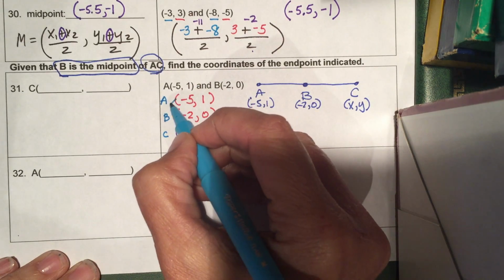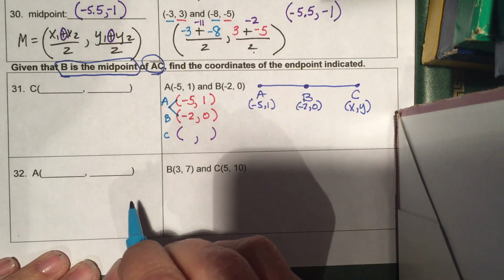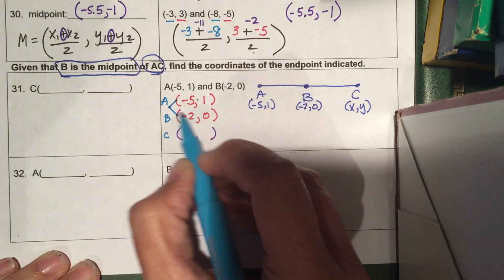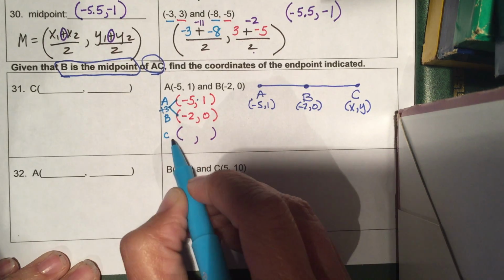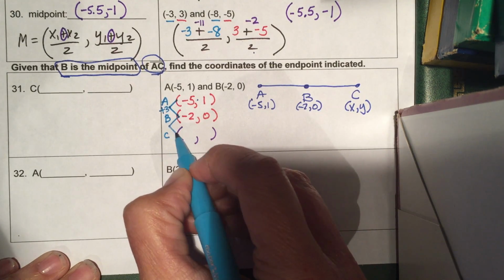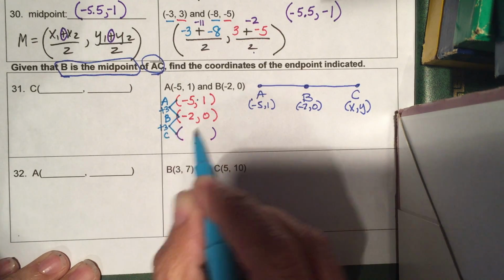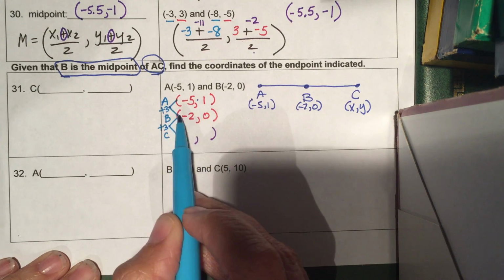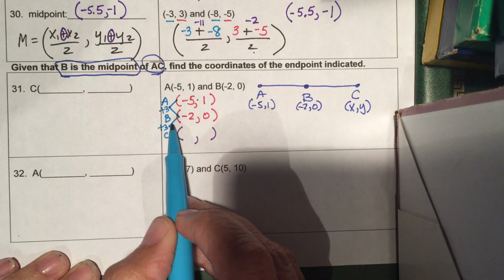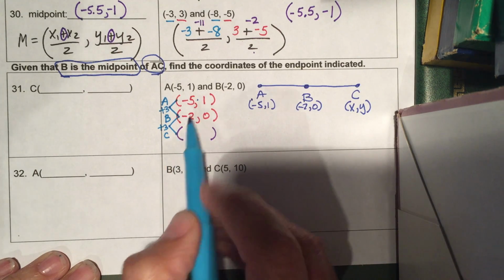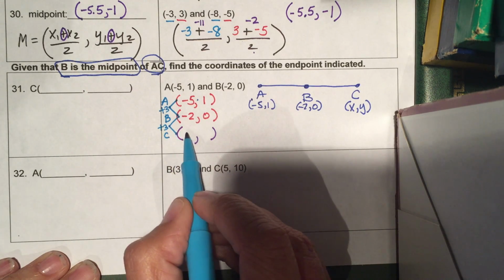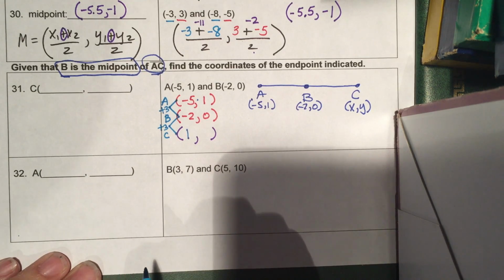Well, how did I get from A to B with X coordinates? I went from -5 to -2. That's +3. So that means to get to the next endpoint, it has to be the same distance away because B's in the middle, right? If B is 3 away from here, it's got to be 3 away from the other point. So I do -2 plus 3, and that puts me at C is 1.